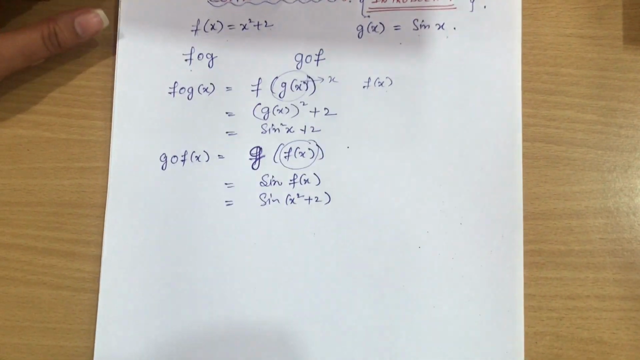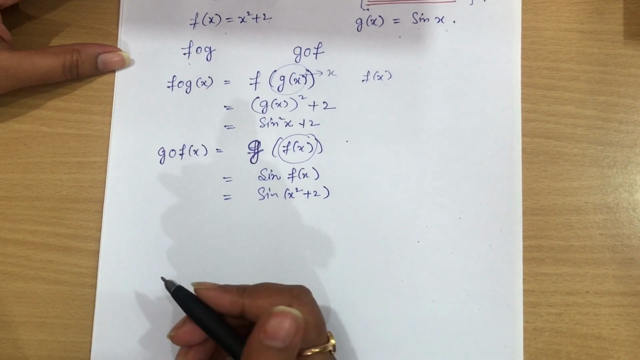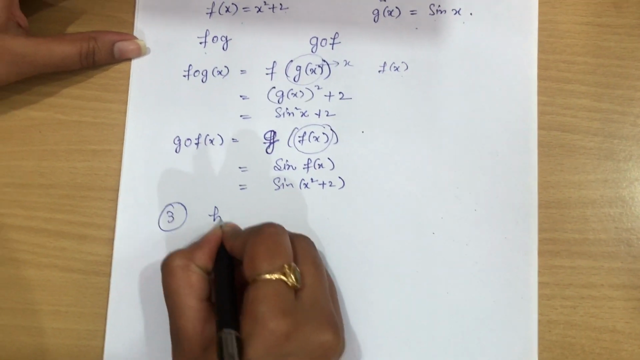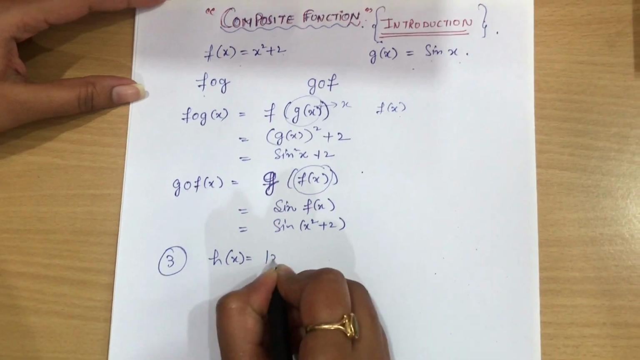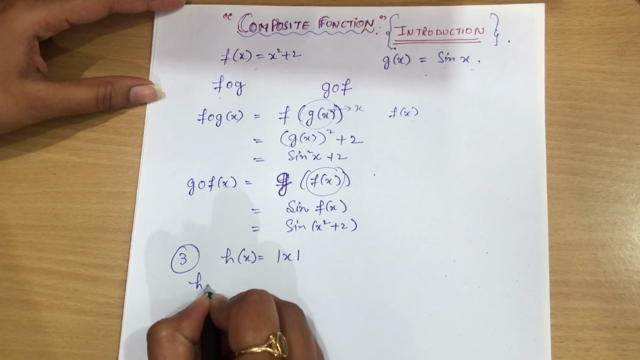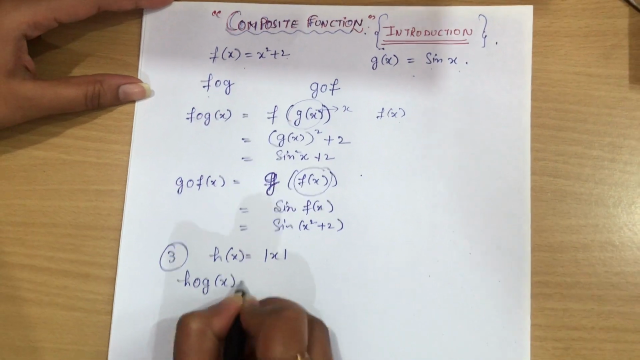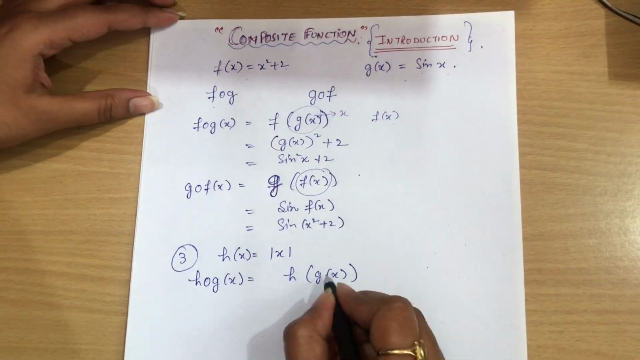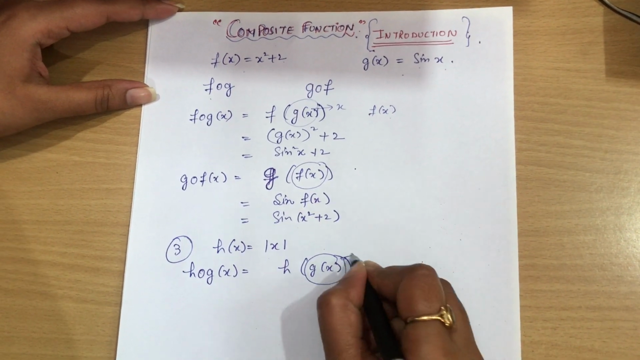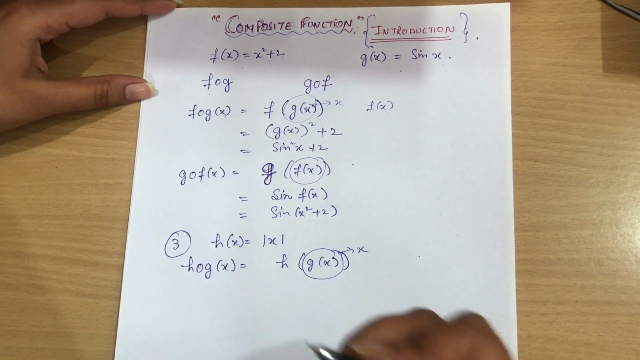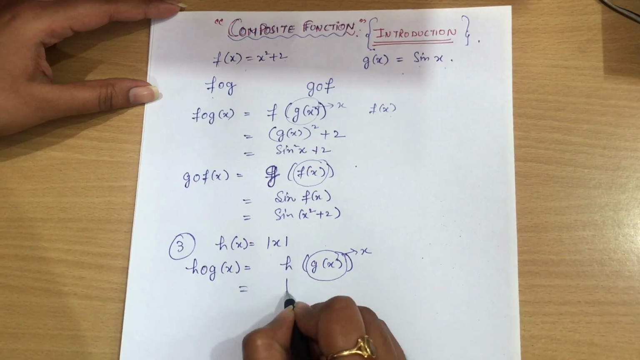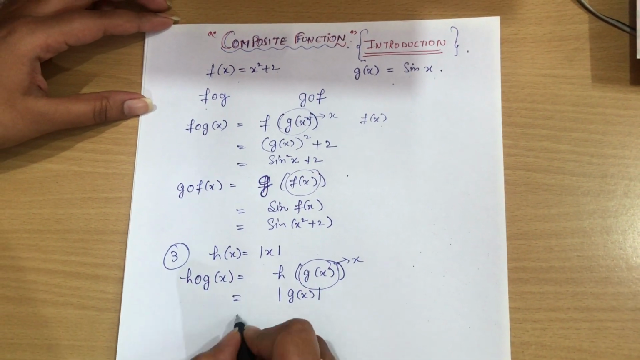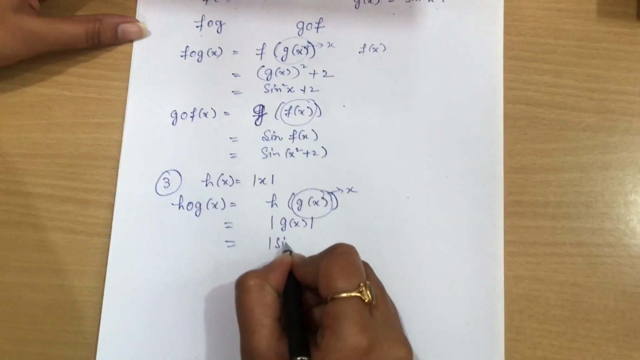For example, if we take a third function, h of x is equal to mod of x. So what is h of g of x? You can write it like this. Again you have to consider this g of x as x. Your function becomes h of x, and h of x is given by mod of x. So you have to write mod of g of x, and g of x is what? Mod of sine of x.